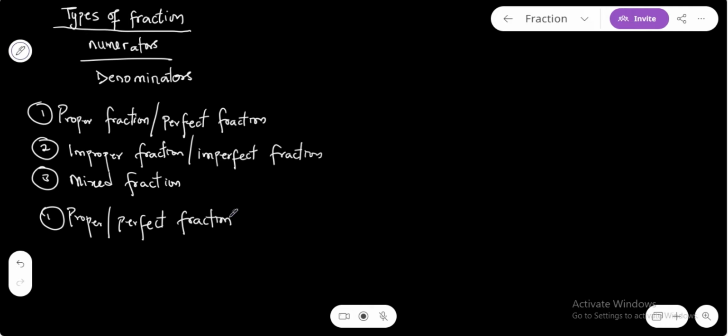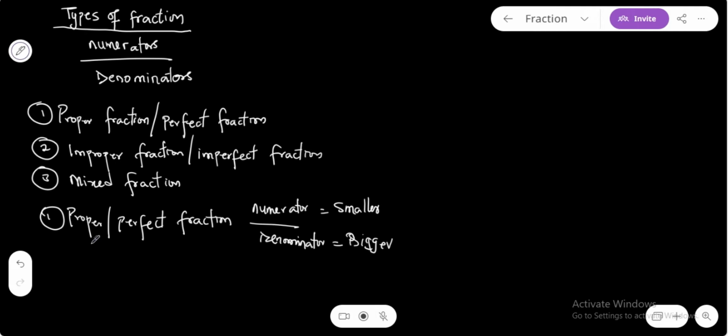Now, a fraction is said to be proper or perfect if the numerator is smaller than the denominator. That is, the denominator is bigger. So you can only say that a fraction is proper if the number on top, which is the numerator, is smaller than the number underneath, which is the denominator. That is, the number underneath is bigger than the number on top.